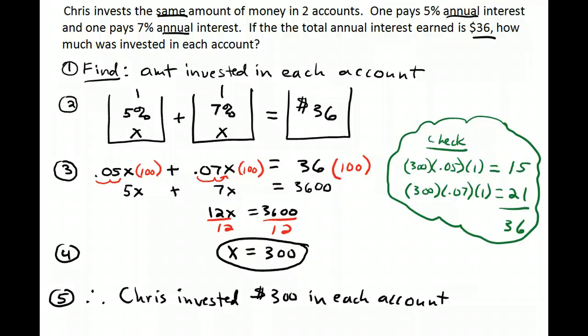Now I did put something else in here just for you to take a look at. When you do a check, you can just do it over to the side. Make sure your answer makes sense. If I run my principal times rate times time, for the first account I get $15 interest. For the second account, it gives me $21. So altogether I get $36, which is what I was supposed to get. So my problem is done, and I get $300 in each account. Okay, let's look at the next one.